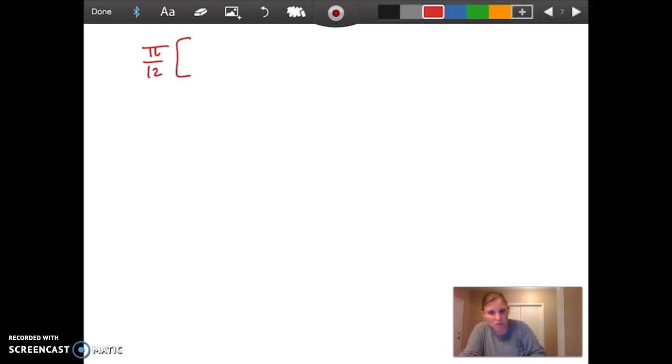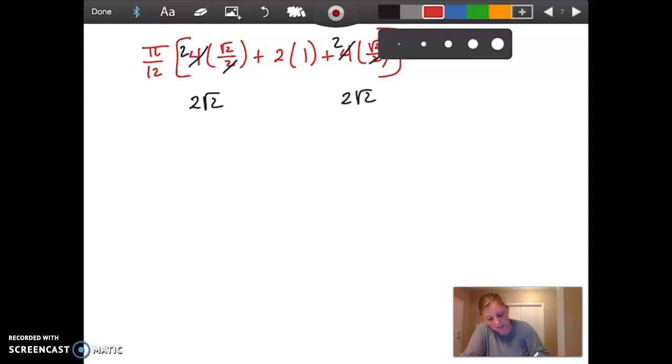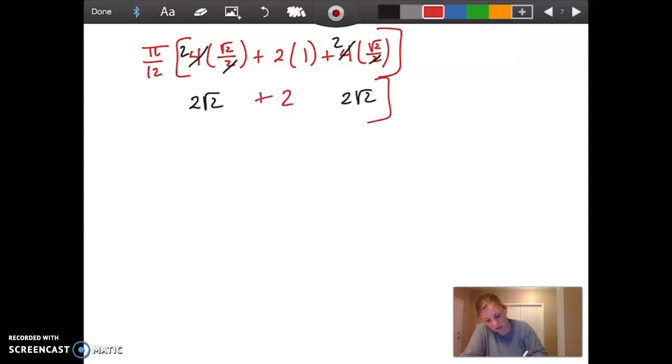The 0 can just go away. I do have 4 times square root of 2 over 2, and you can definitely simplify that. Give me just a second to get everything else written down, and then I will do just that. Okay, I can cancel. 2 will go into 4 2 times. Same is true here. So I actually have a 2 radical 2. In both of these, I have my plus 2 in the center, all being multiplied by pi over 12.